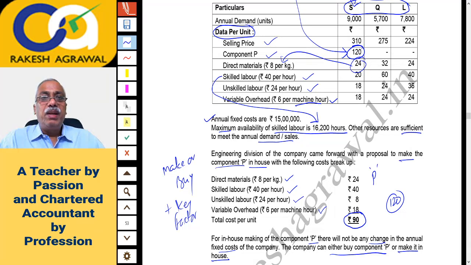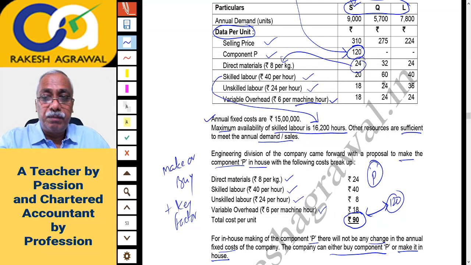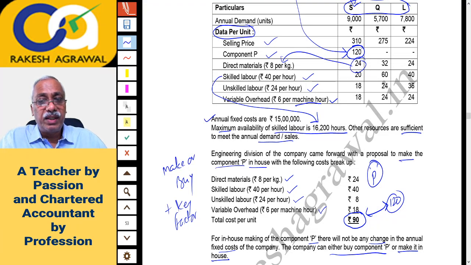See friends, the approach will be, as skilled labor is a key factor, for three products S, Q and L, we will calculate contribution per key factor. Contribution per key factor, that is contribution per skilled labor hour, we will calculate. Then what we'll do, we'll compare this cost of component P.